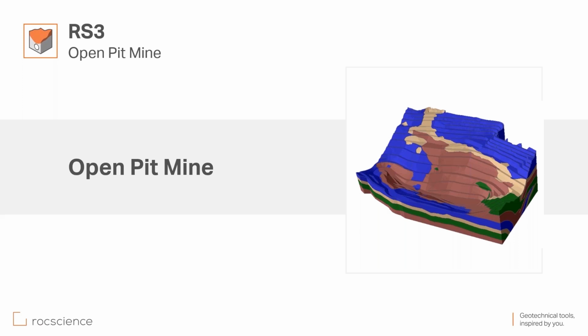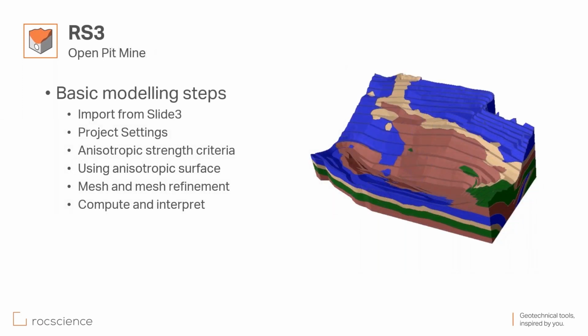Or there is another option which we used here: create the model in the Slide3 software, do the limit equilibrium analysis, and import the whole thing as a project into the RS3 software. So this is what we did for this example. We had one anisotropic surface for this model, and I'm going to show you how we created it. Then we imported into RS3, did mesh refinement if required, computed, and looked at the results.